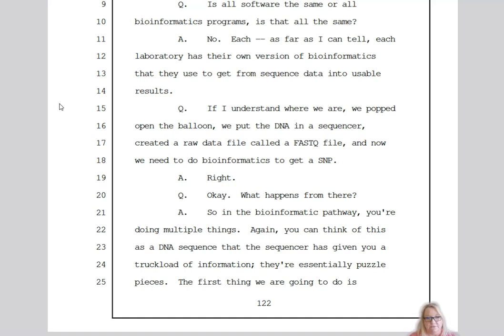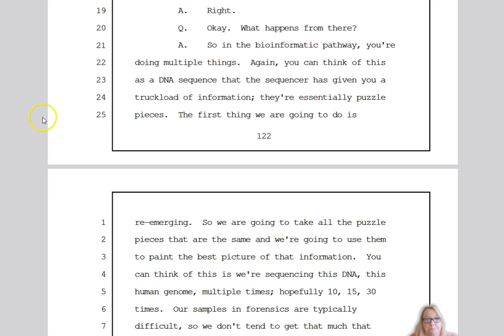Defense says, if I understand where we are, we popped open the balloon, we put the DNA in a sequencer, we created a raw data file called the FASTQ file, and now we need to do bioinformatics to get a SNP. Right. Okay. What happens from there?